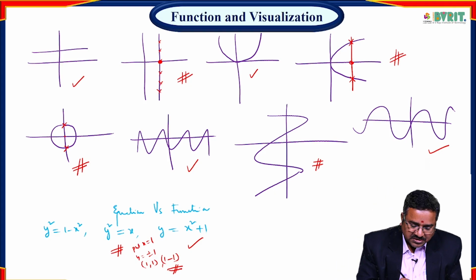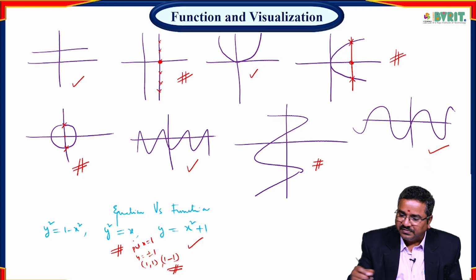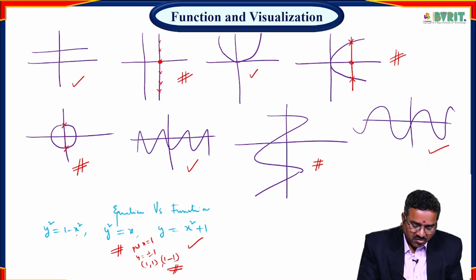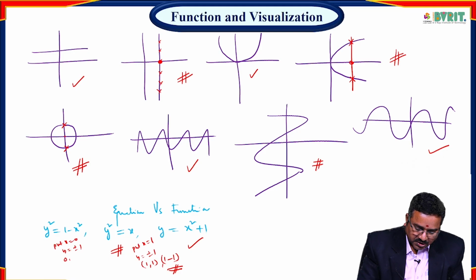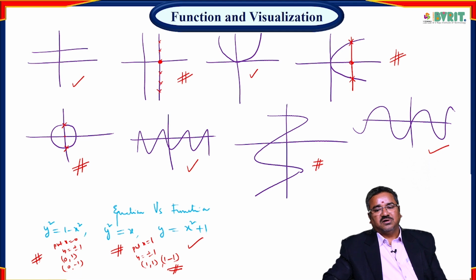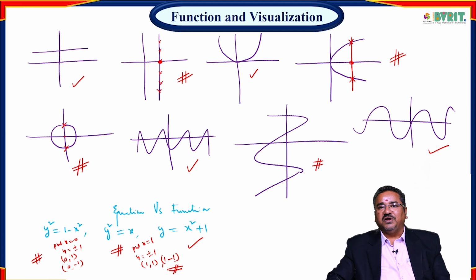Similarly, this is the graph of y squared equals x. Now this is the circle equation. Here put x equal to 0. What will you get? y is equal to plus or minus 1. Therefore, 0 is mapping to 1 and 0 is mapping to minus 1, again a contradiction. Therefore, not all equations are functions. Hope it is clear.